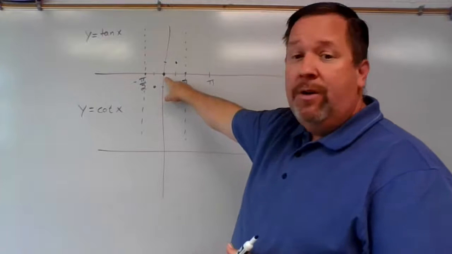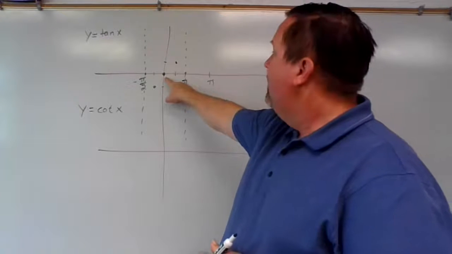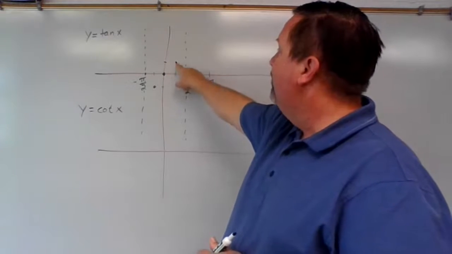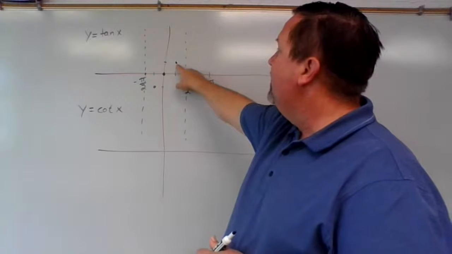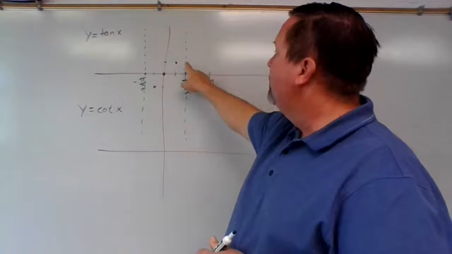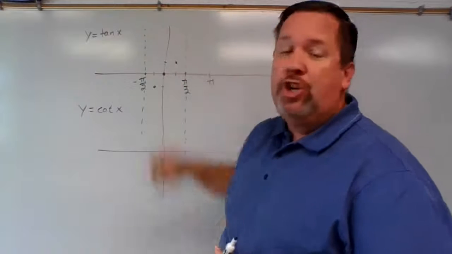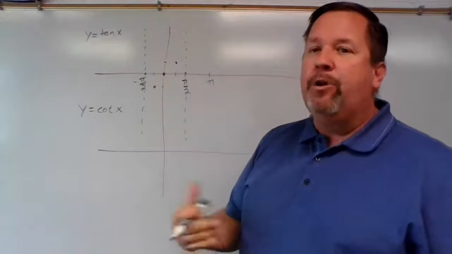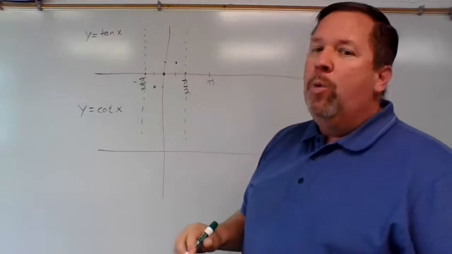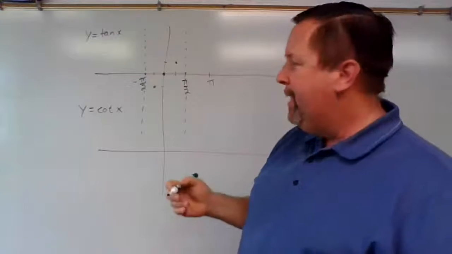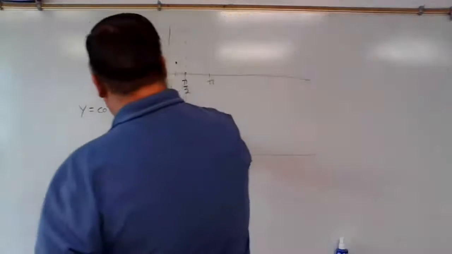At x equals 0, the value is 0. At x equals pi over 4, the value of tangent is 1. And then at x equals pi over 2, it shoots up to positive infinity. If we graphed all the points in between, what we're going to have is a shape that kind of looks like this.